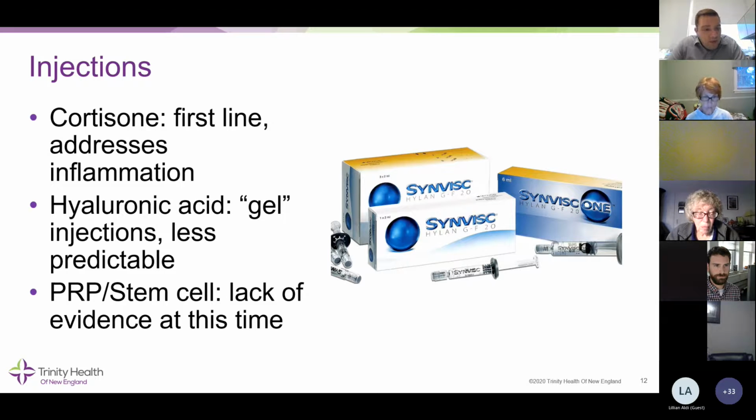And then the last two are really PRP and stem cell. These are ones that I think people have a lot of hope are going to change things and give us some more options down the future, but the literature is really lacking on them, and the insurance companies are not paying for them at this point. They're very expensive out of pocket. They're several thousands of dollars, and it's really hard to make recommendations for patients to try these when there's really no guaranteed better results than the other injections at this point.